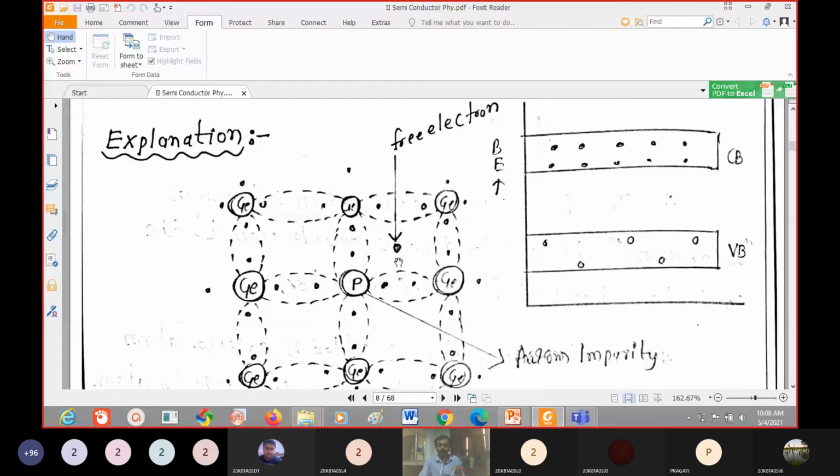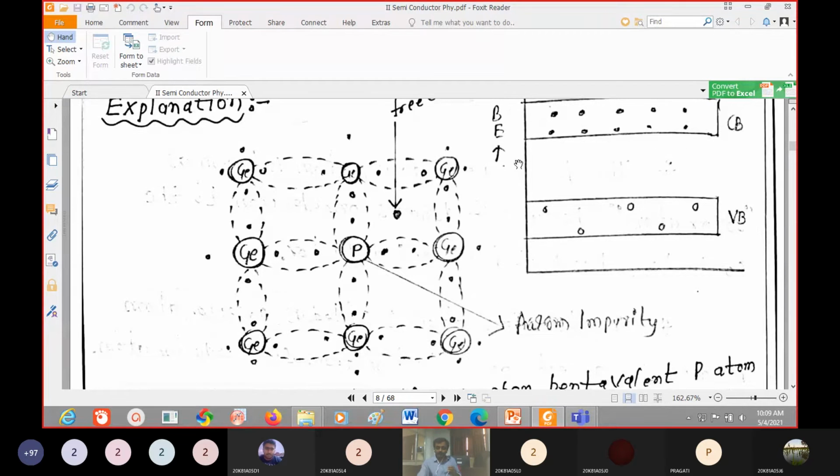So the attraction between this phosphorus atom and this electron is very small. If you give even a very little amount of energy, it will become free and jump very easily to the conduction band. Because the attraction between the phosphorus nucleus and this electron is very small, this electron will move freely throughout the entire crystal.